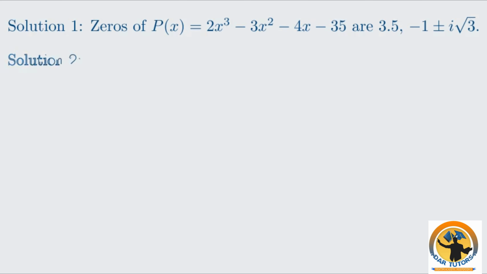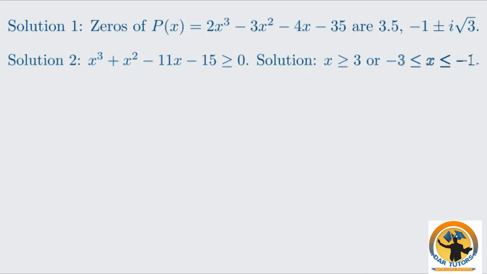For question 2, the solution to the inequality is x is greater than or equal to 3, or x is between negative 3 and negative 1, inclusive. You would find the zeros of the cubic, which are negative 3, negative 1, and 3. Then, you would use a sign diagram to find the intervals where the polynomial is non-negative.